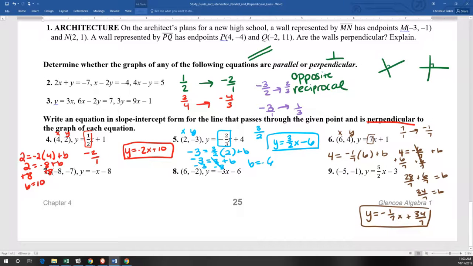Another thing that I wanted to show you is that you don't have to use this x and y and solve for b. We can actually write our equation into point slope form and then get it into slope intercept form. So I'll show you that in number 8. So this is x and this is y, right? So negative 3's opposite reciprocal is positive 1/3. So I can actually write in point slope form. Y minus y1, notice I switched the sign, equals m times x minus x1.